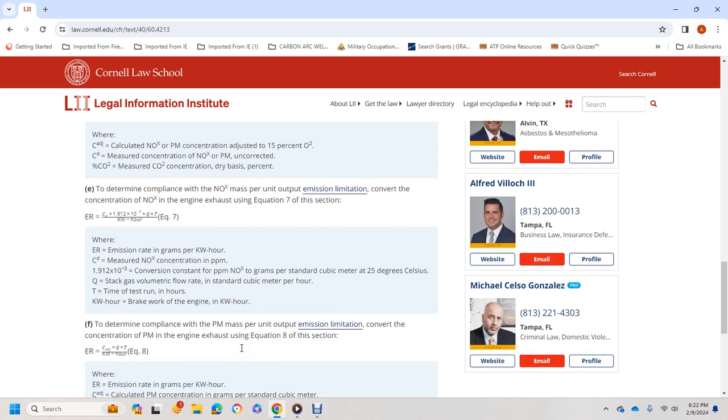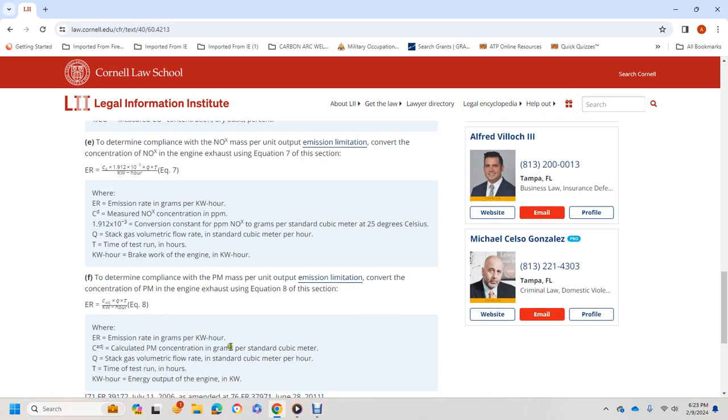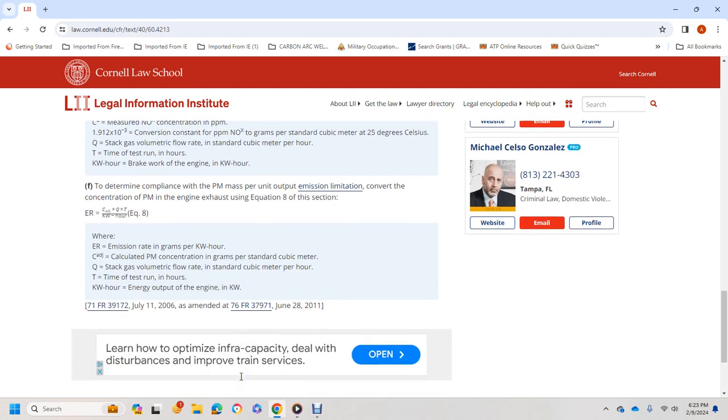To determine compliance with the particulate matter mass per unit output emission limitation, convert the concentration of particulate matter in the engine exhaust using equation 8 of this section. The emission rate in grams per kilowatt-hour is equal to the calculated mass concentration in grams per standard cubic meter, times the stack gas volumetric flow rate in standard cubic meters per hour, times the time of the test run in hours, over the kilowatt-hour engine output.